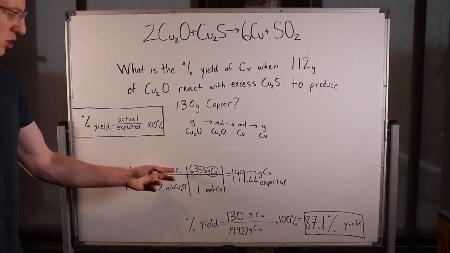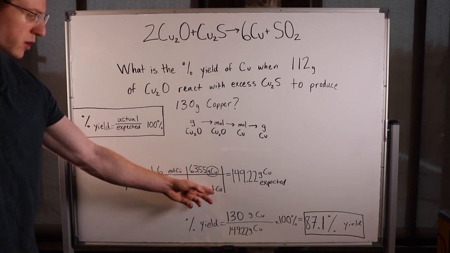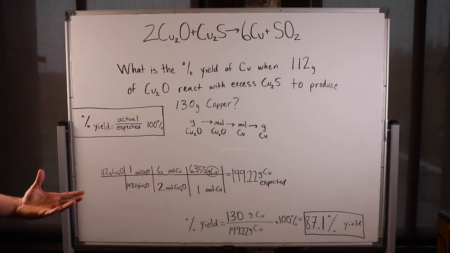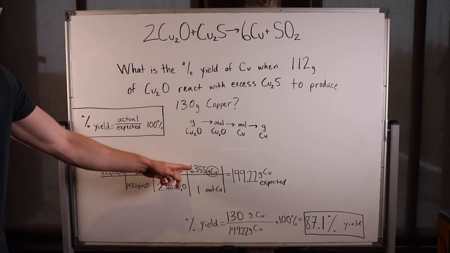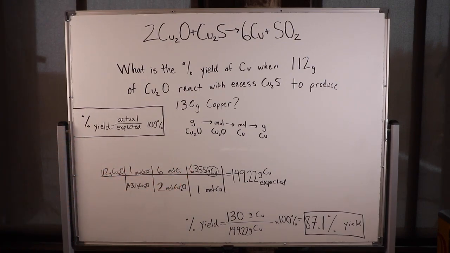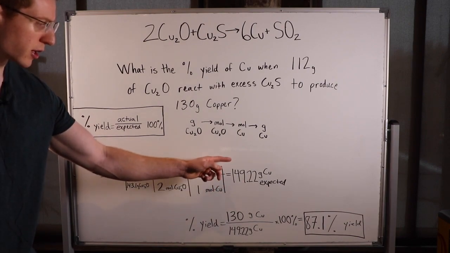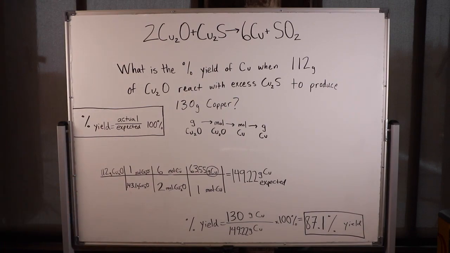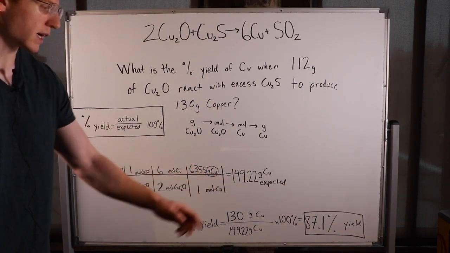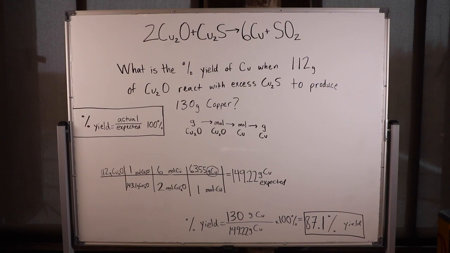So then we have to change moles of copper to grams of copper, and you simply look up on the periodic table the molecular weight of copper, and you see that there are 63.55 grams of copper per 1 mole of copper. So when you multiply all of your numerators out and all of your denominators out, and then divide numerator by denominator, you should get, in our final units, grams of copper, that we would expect if we started out with 112 grams of copper oxide to get 149.22 grams of copper produced.